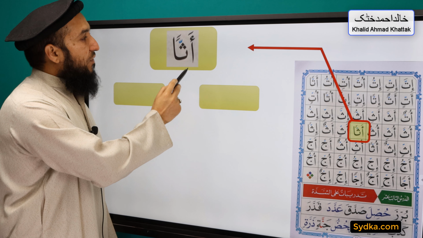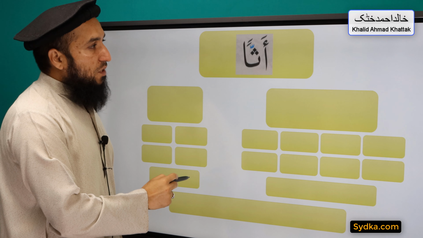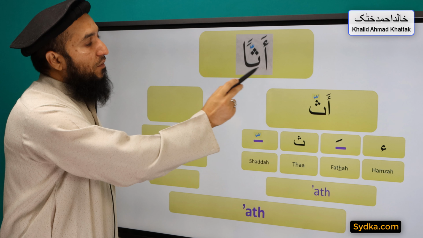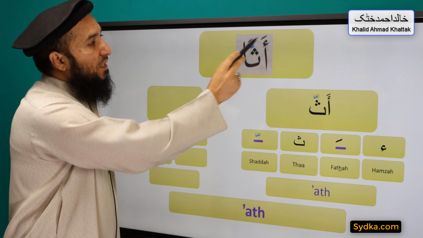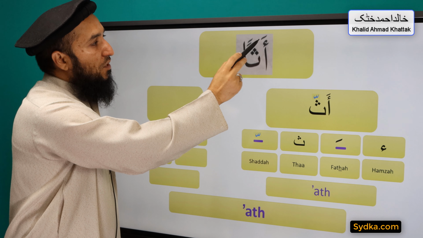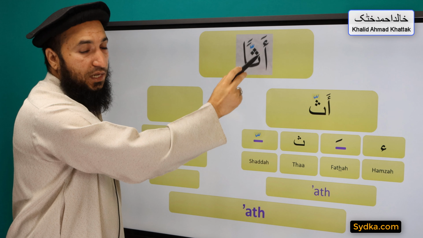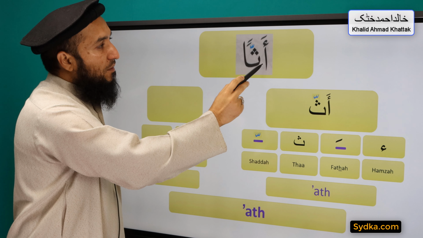The next word we have is athan, and it can be divided into two syllables. The first syllable we have is hamza, fatha, tha, shadda, ath. Hamza is a light letter, it has fatha on top of it, it is followed by tha, tha has a shadda. This alif is silent and it is used as a chair for hamza.